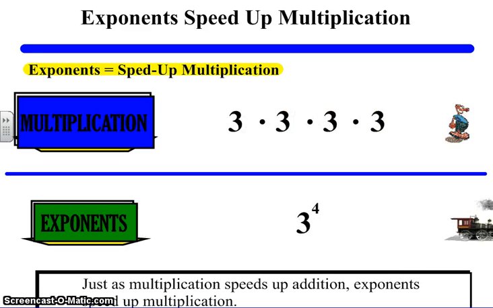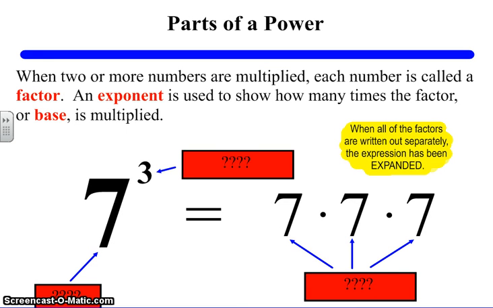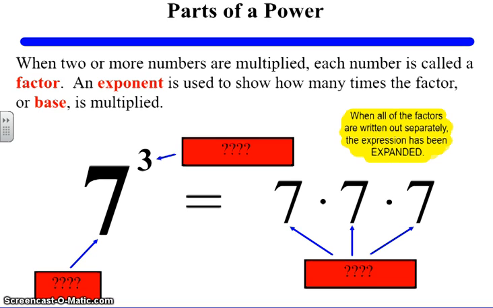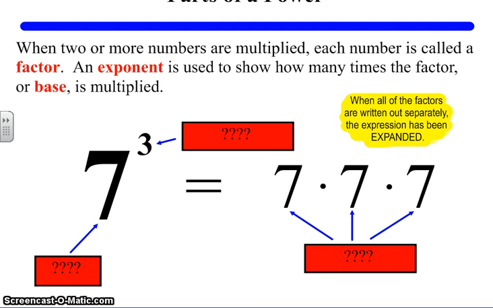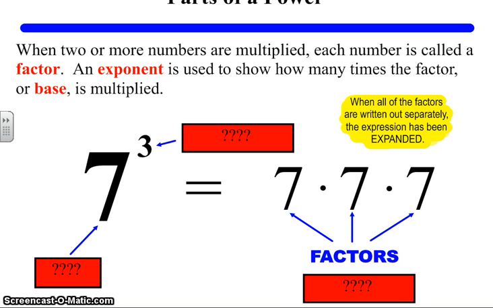So I know exponents might be something that is relatively new to you, so what we are going to do is we are going to look at exponents and the parts of a power and break this up for you so you understand it a little bit better. So please take down some notes on this slide for our definitions. So when two or more numbers are being multiplied, each number is called a factor. So these 7 times 7 times 7, the numbers being multiplied together, are called our factors.